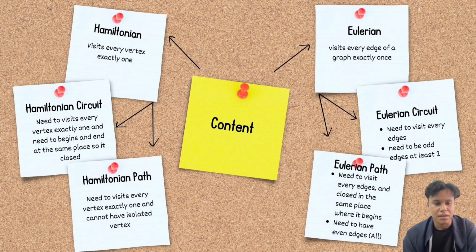And the second one is Hamiltonian circuit. It needs to visit every vertex exactly once and needs to begin and end at the same place, so it closes. And the third one is Hamiltonian path. It needs to visit every vertex exactly once and cannot have an isolated vertex.